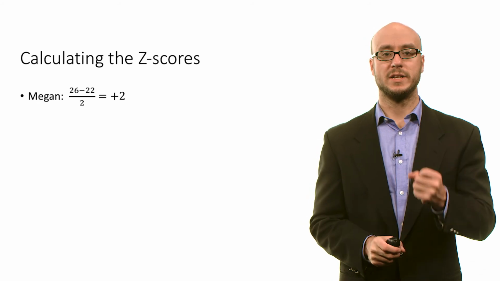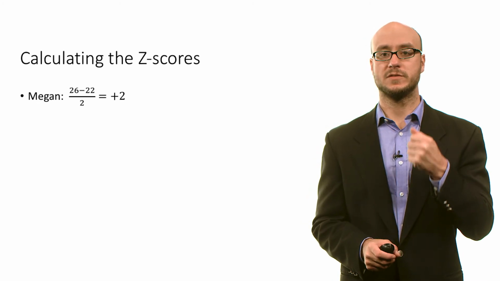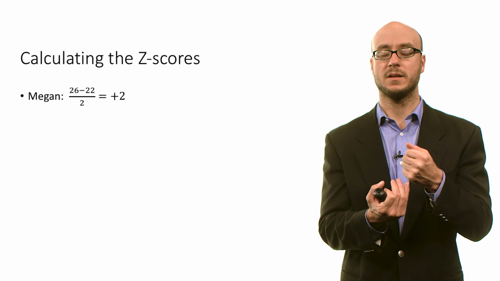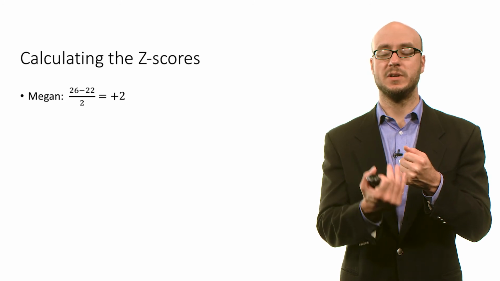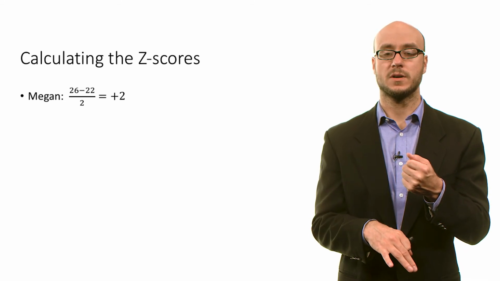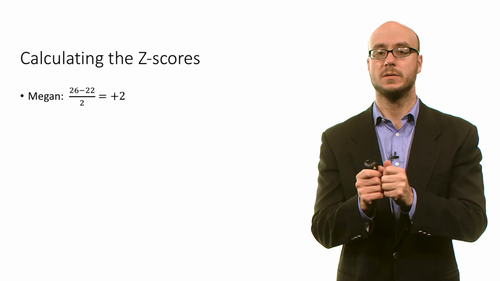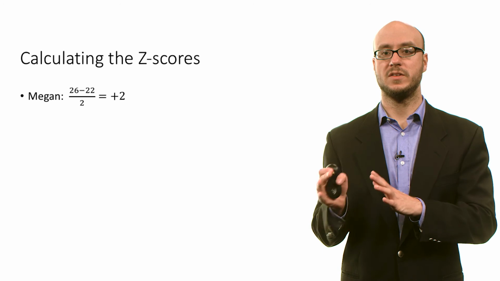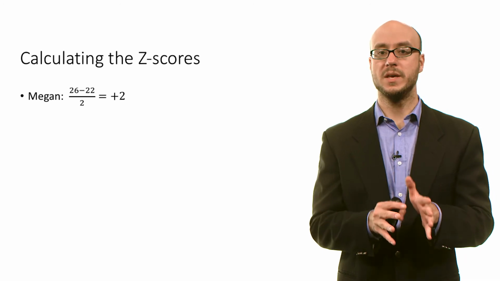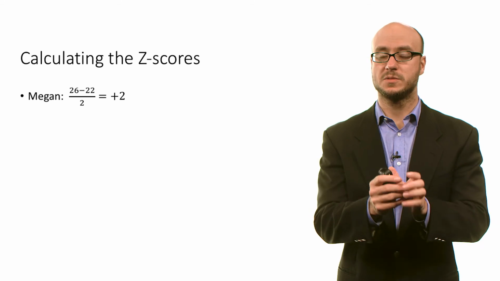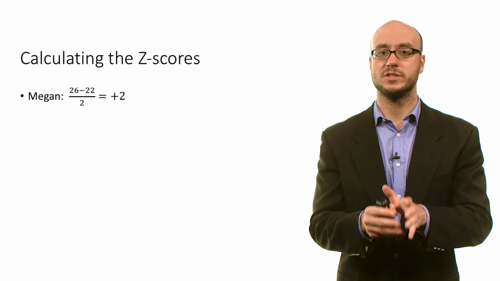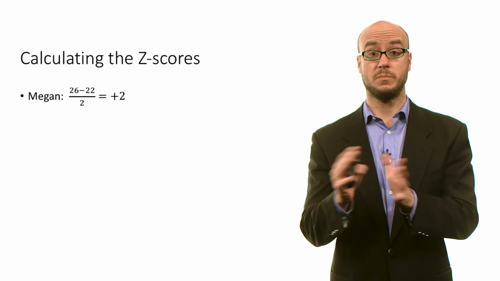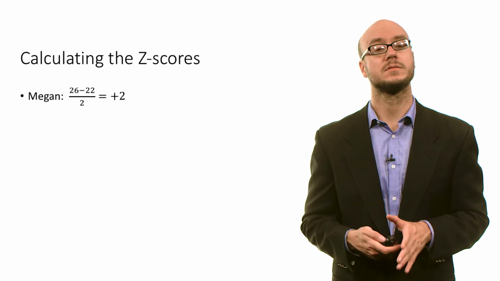So Megan, we take her raw x value of 26, we subtract out the mean for ACT, and then we divide by the standard deviation of the ACT score. And then we get the z-score of +2. What that tells us is that Megan scored 2 standard deviations above the mean. That's why we like z-scores, because it's a very handy way of instantly seeing that she's above the mean. She did pretty well on the ACT test.